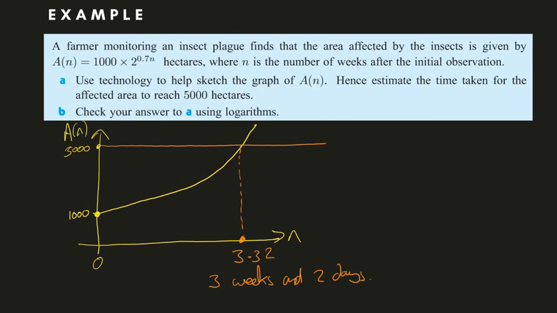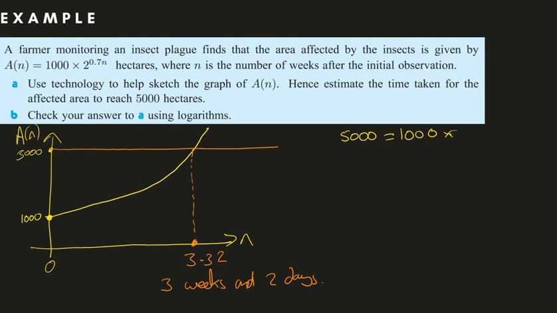Now we can check our answer using logarithms. What they're asking us here is to solve the equation. So okay, let's solve the equation. So the equation to start with is that 5,000 is the answer. What is the n value? So that is 1,000 times 2 to the power of 0.7 n.